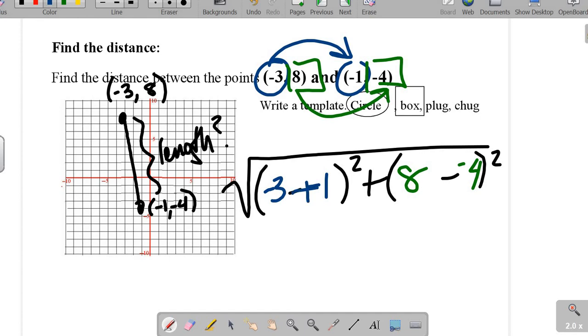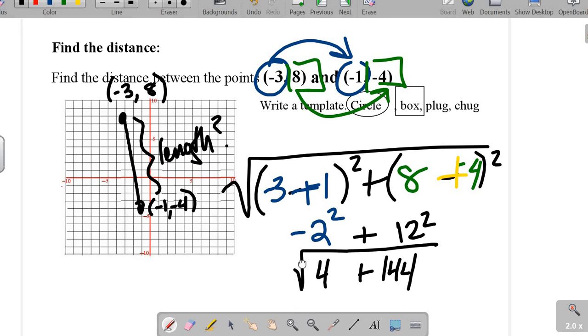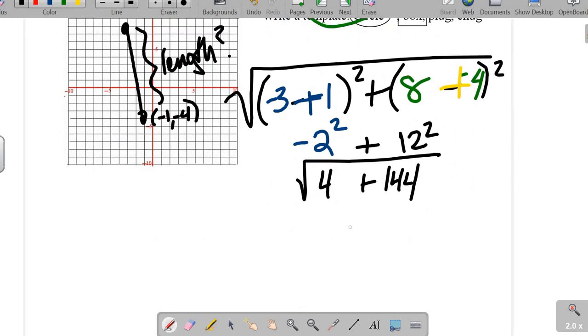Double negative makes a positive, so this ends up being negative 2 squared. Double negative here makes a positive. This ends up being 12 squared. Negative 2 times negative 2 is 4. This is 144. And so square root of 148.